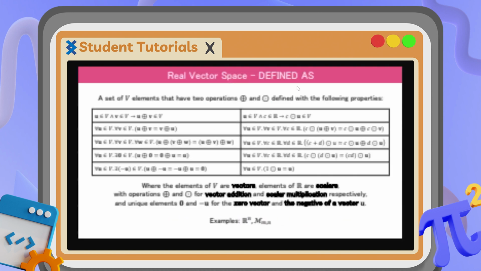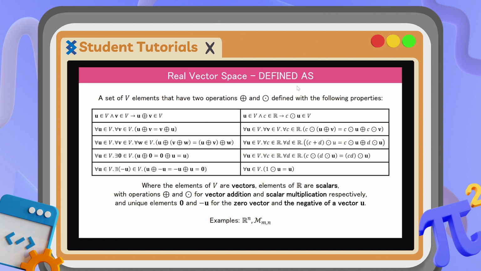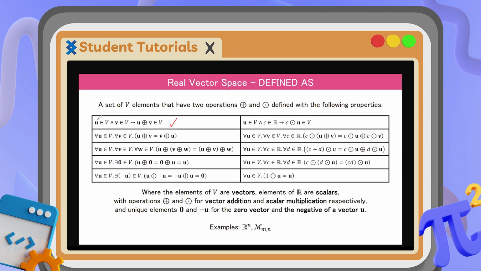So to formally define a real vector space, we consider it as a set V of elements which has two operations defined with the following properties. So first, we have the closure of addition over here. Meaning, if we add two elements coming from the same set, the resulting element should also belong to the set. Followed by that would be, if an element belongs to the set and another element belongs to the set, for all elements, it is commutative in nature.